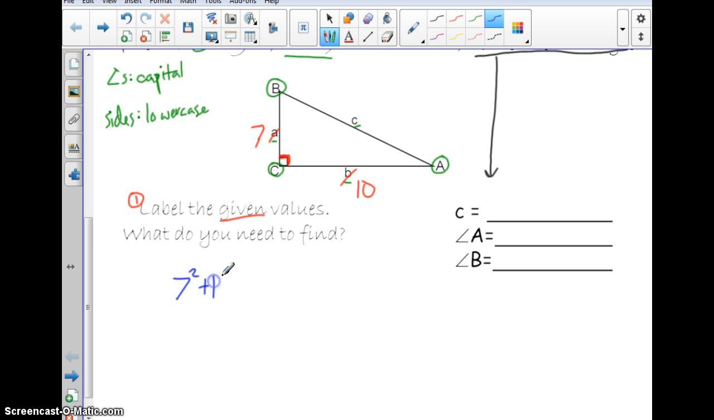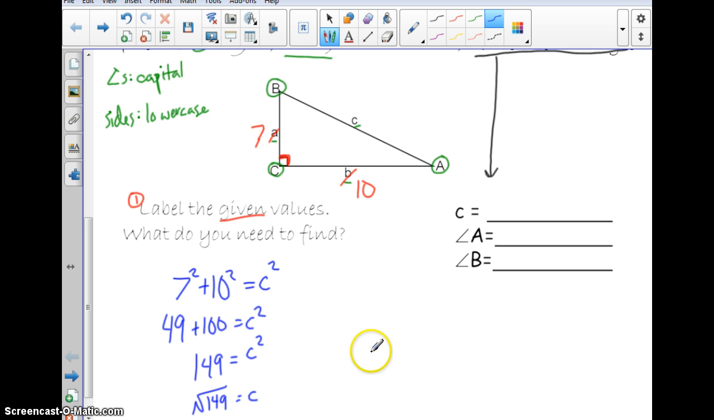7 squared plus 10 squared equals C squared. So remember, Pythagorean theorem is A squared plus B squared equals C squared, where you're using your two legs as A and B and your hypotenuse as C. So we do the math here. 49 plus 100 equals C squared. C squared equals 149. C equals the square root of 149.